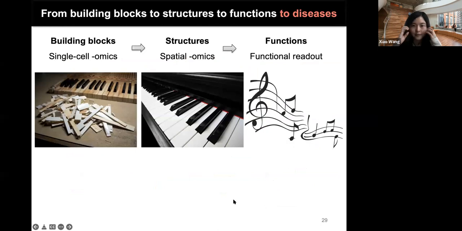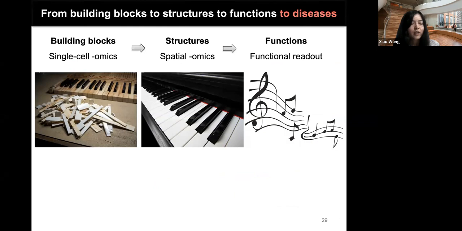So I think those two examples are just trying to demonstrate our concept of how we can do functional annotations to molecularly defined cell types. And this is only enabled by the measurements of spatial omics.